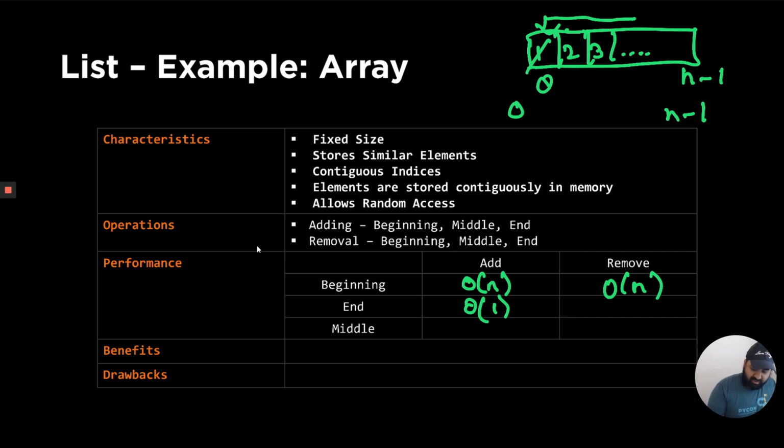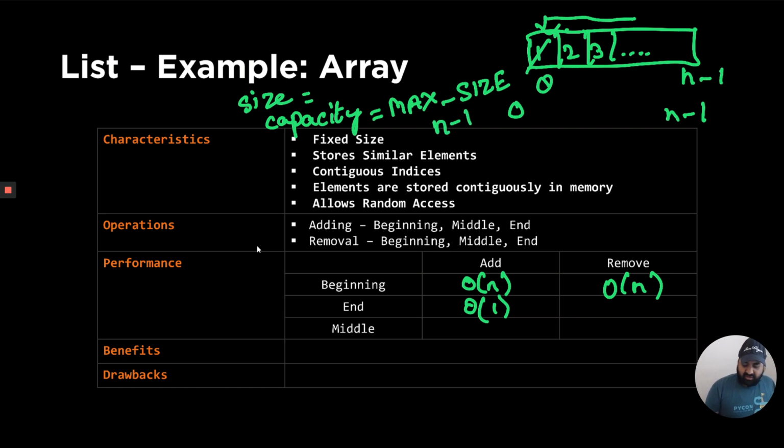Let's say we are trying to create our own array class. We can have two different variables. One is the size, which is how many elements it's storing, and the second one is capacity, which is the maximum size that's allowed. Let's say this array has capacity n minus 1, but it's only filled with 3 elements, then the size of this array would be 3.